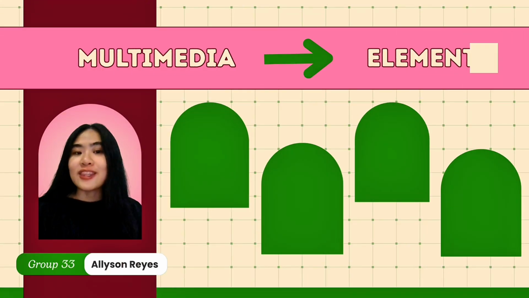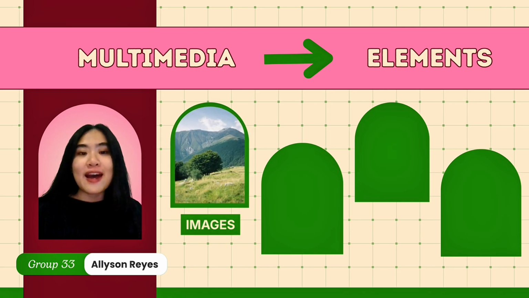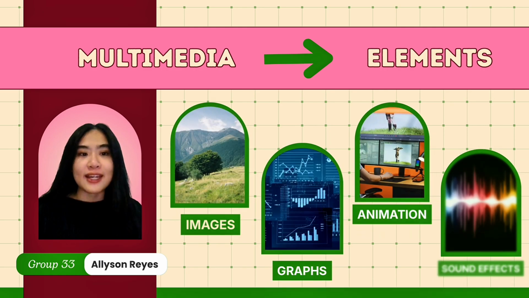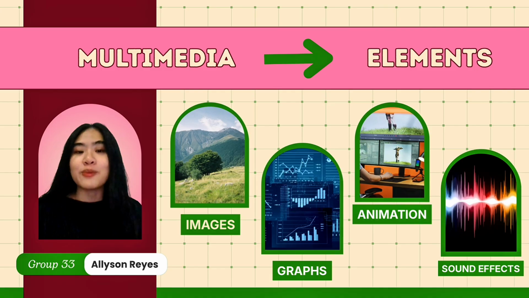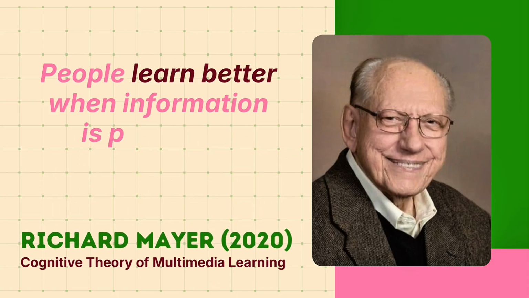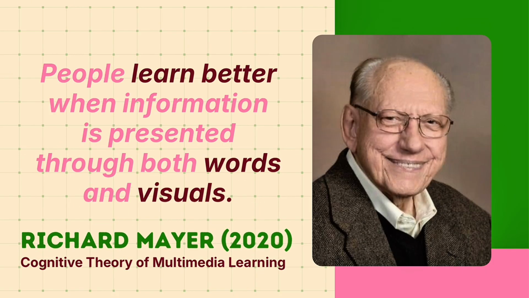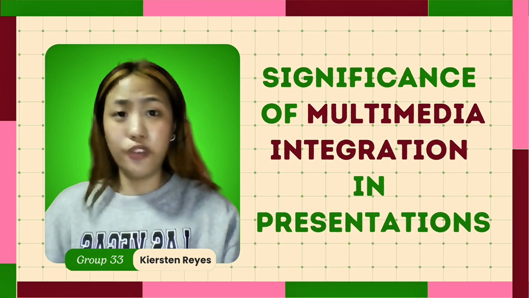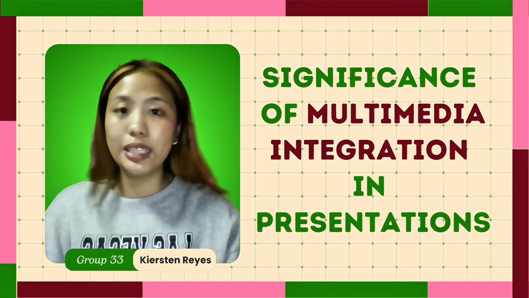Multimedia utilizes effective elements such as images, graphs, animations, and sound effects to make communication clearer and more engaging. This aligns with Richard Mayer's cognitive theory of multimedia learning. People learn better when information is presented through both words and visuals, not text alone. And it really makes a difference, especially in academic presentation.